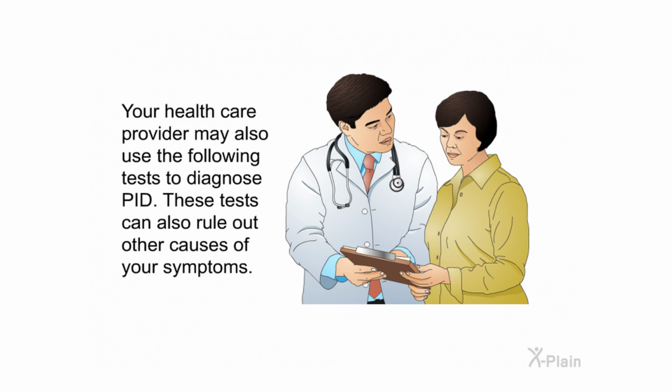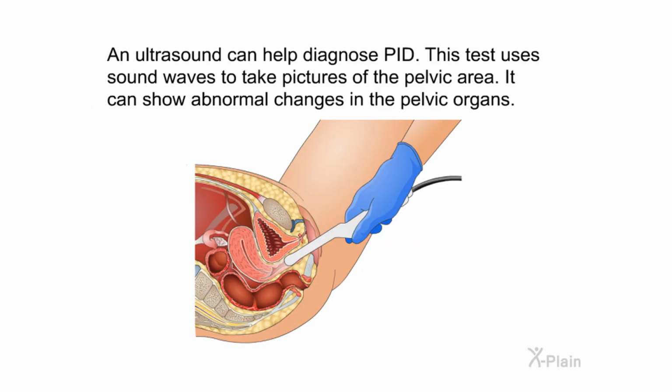Your healthcare provider may also use the following tests to diagnose PID. These tests can also rule out other causes of your symptoms. An ultrasound can help diagnose PID. This test uses sound waves to take pictures of the pelvic area. It can show abnormal changes in the pelvic organs.